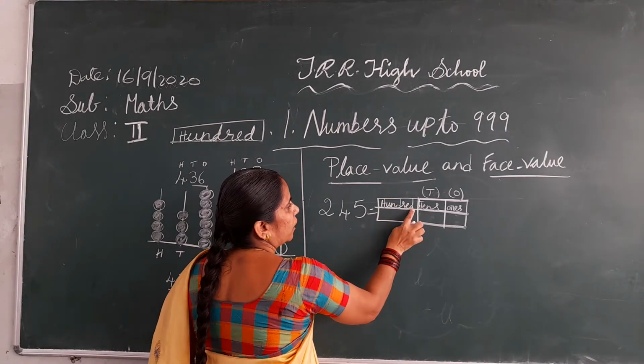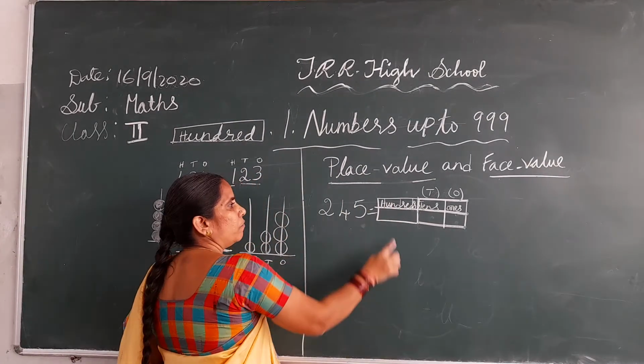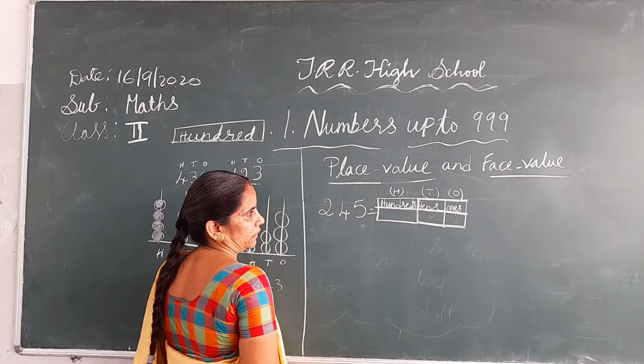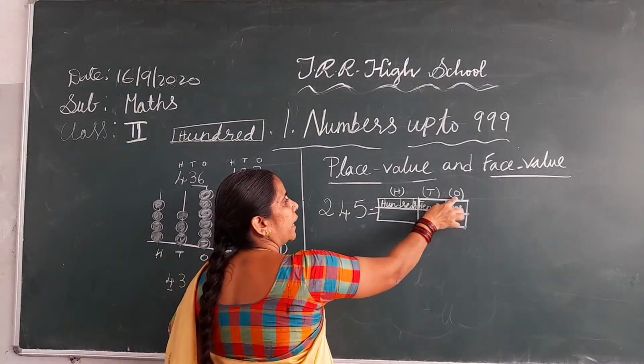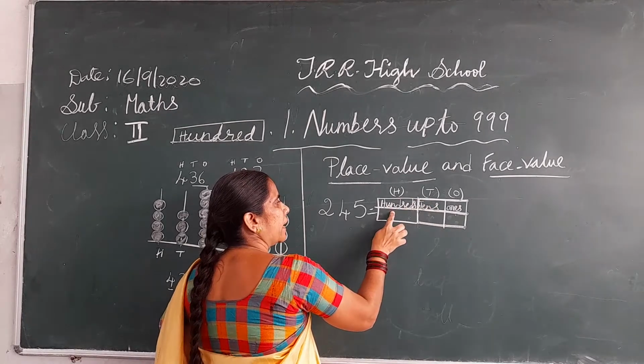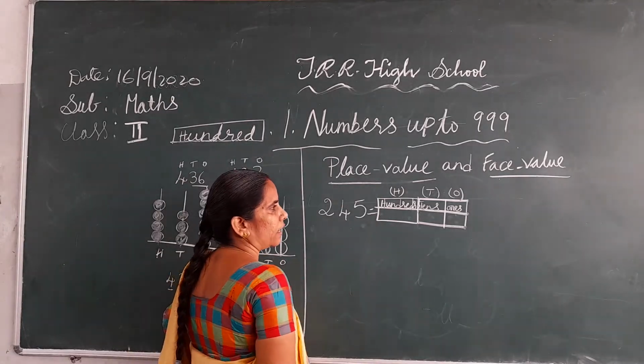When you are writing on the places, hundreds, yes, also you must have. For hundreds, what will you write? H. For ones, shortcut way O. For tens, T. For hundreds, H. Now we will put this number here.